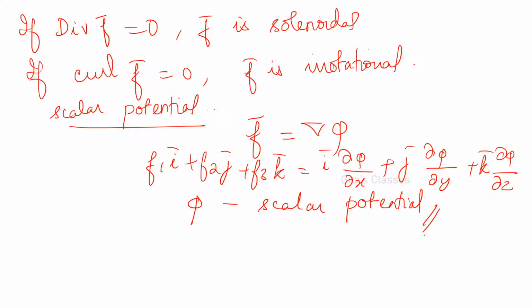And one definite question, even for 5 marks or 7 marks, you can expect even for university exam. Okay, find the scalar potential. Prove that this function f is irrotational and find its scalar potential. Okay, definite question you can expect.